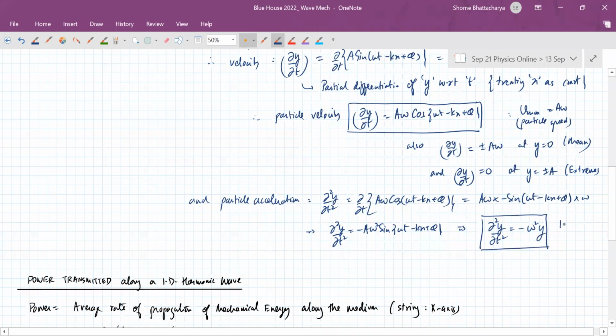So this is the dynamical condition of SHM with angular frequency omega.